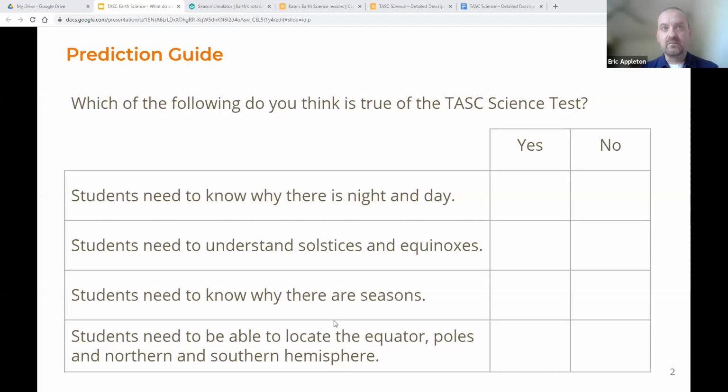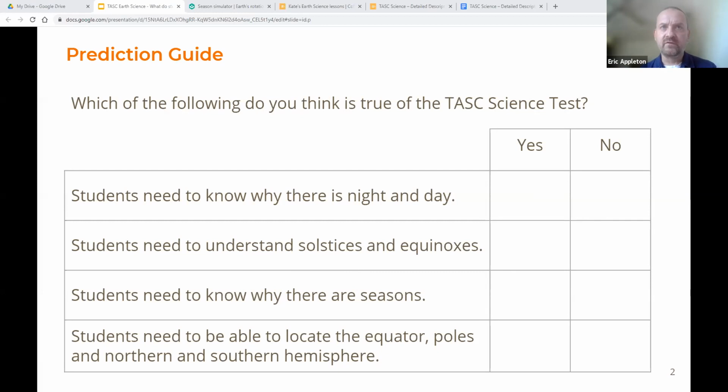Welcome back, everyone. So we wanted to hear a little bit about the conversation. Maybe we have time for just a few comments. I'm curious, was there any consensus on the first sentence? Students need to know why there is night and day. Any consensus on whether that was true or false in your group? You can go ahead and unmute. True. Anyone feel like that was false?